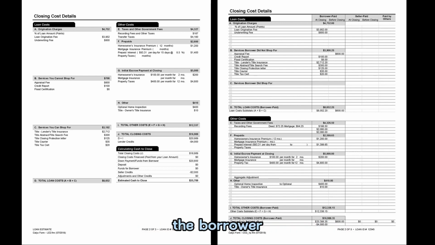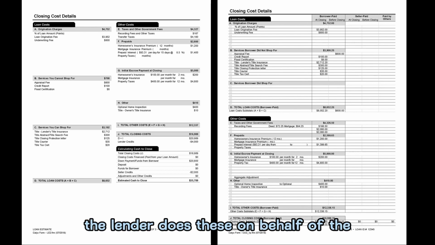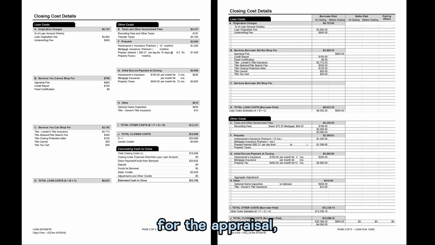Section B is services the borrower cannot shop for. The lender does these on behalf of the borrower with their approved vendors for the appraisal, credit report, and flood cert in this example. Section C is for the title or settlement company the borrower chooses.